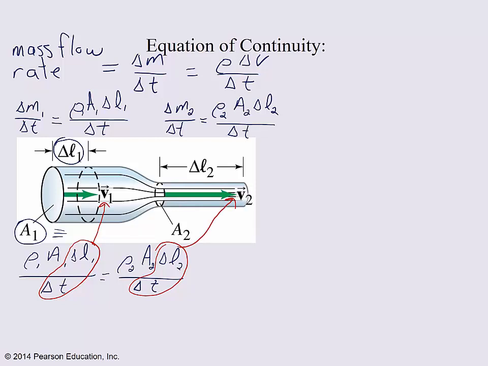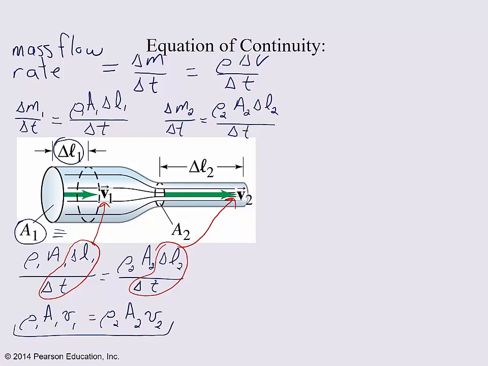So we can then change this equation to say that really what we have is rho 1 A1 V1 is equal to rho 2 A2 V2. This equation of continuity is what we are looking for when we're thinking about fluids going through a container. There has to be continuity from one side of the container to the other, no matter the shape, as long as fluids aren't escaping through the side somewhere.